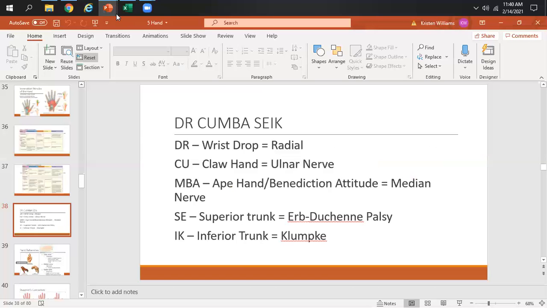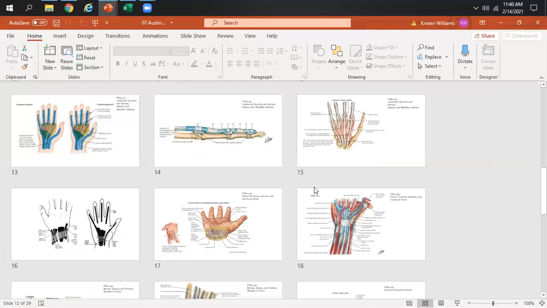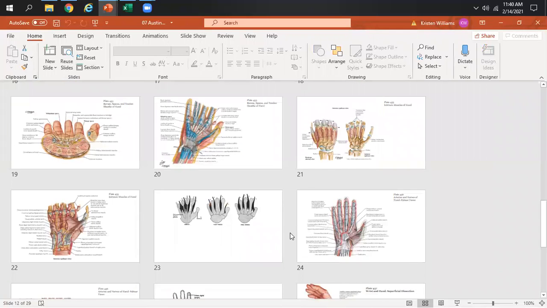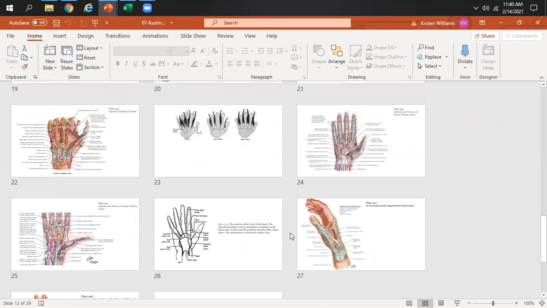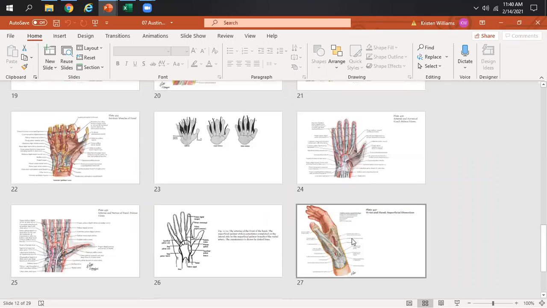Okay. Muscles. Okay, she talks about the anatomical snuffbox and then she goes into blood supply.